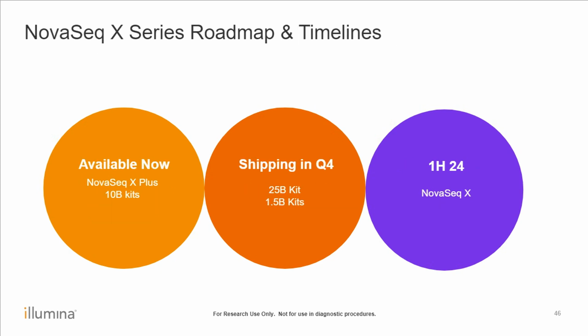Thank you, Deepthi. For the NovaSeq X series portfolio, currently we're shipping the NovaSeq X Plus, which is our dual flow cell instrument, as well as the 10B kit. Coming this quarter in Q4, we'll begin shipping the 25B kit and the 1.5B kits. In the first half of 2024, we expect to release the NovaSeq X, which is our single flow cell instrument.